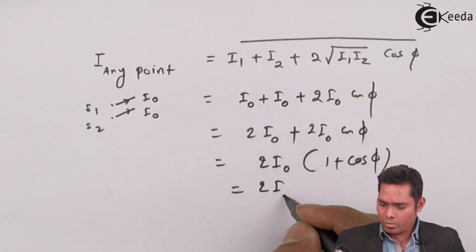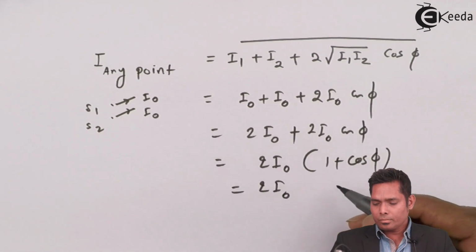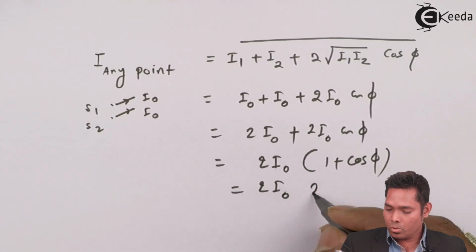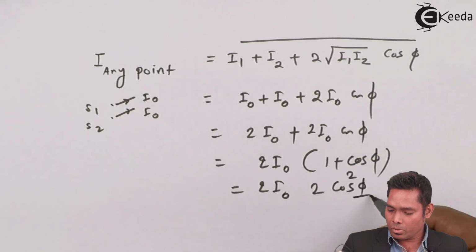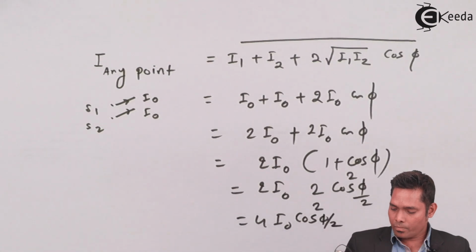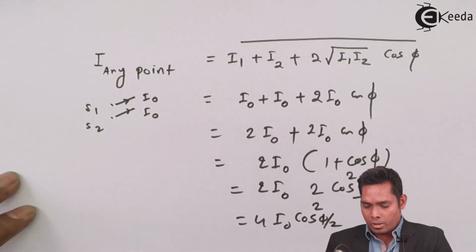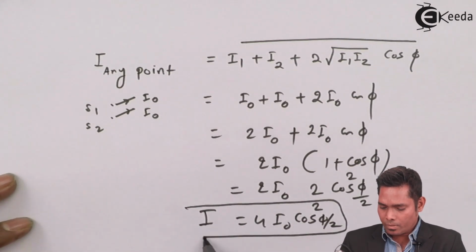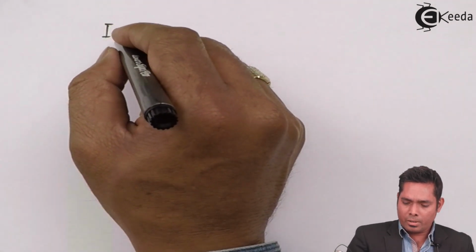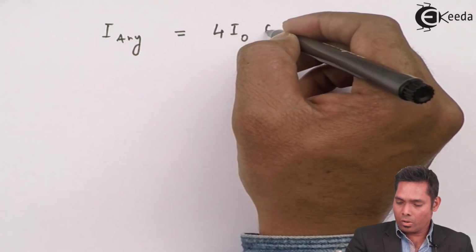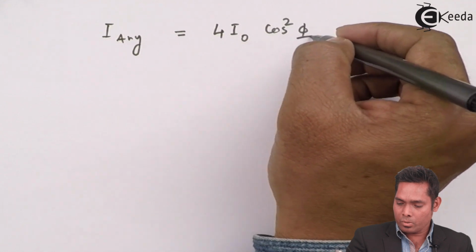Here 2I naught, 1 plus cos phi is 2 cos square phi by 2, so it is 4I naught cos square phi by 2. Phi by 2 is the angle. So the intensity at any point is given by this. Now I'll use that equation, intensity at any point equals 4I naught cos square phi by 2.